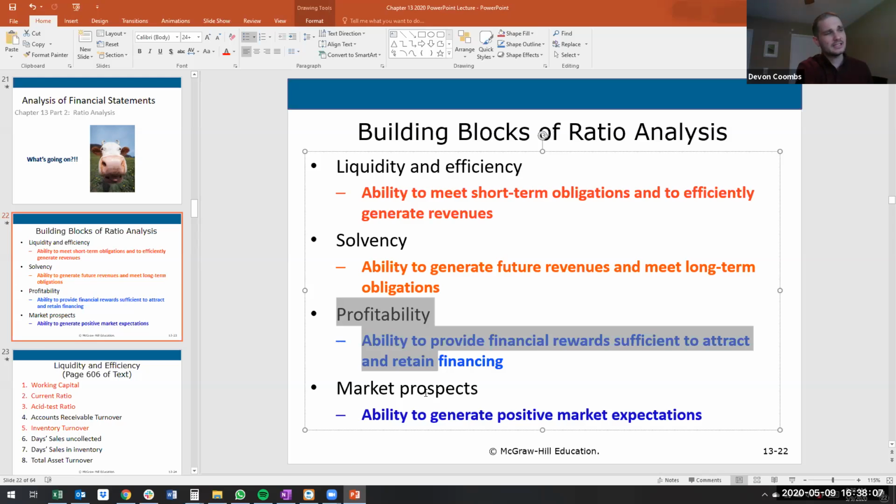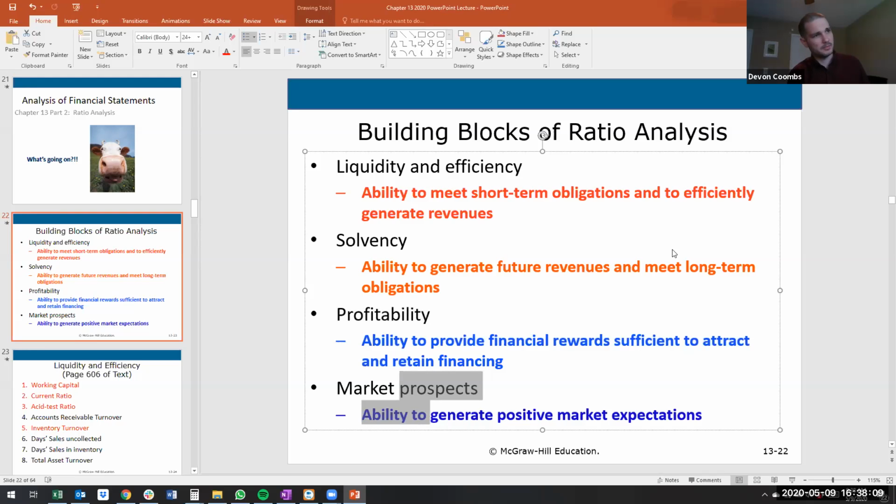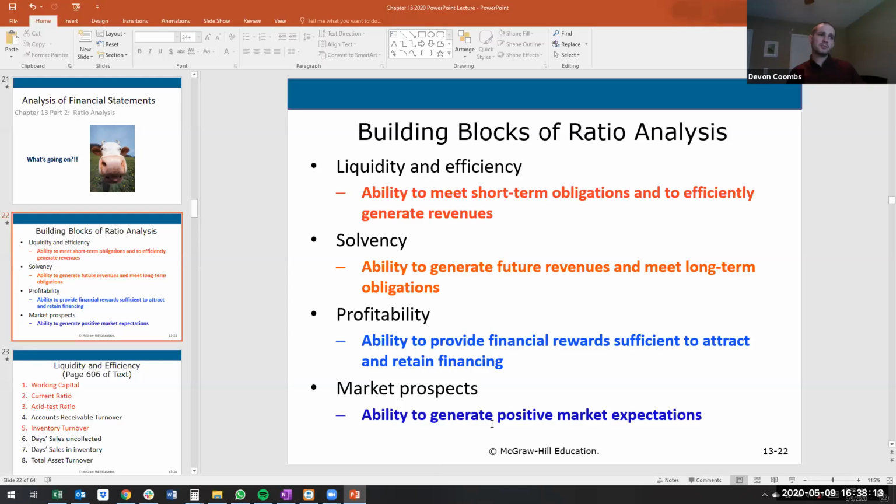And then the last piece we're going to talk about from a ratio analysis assessment is market prospects. Market prospects is the ability to generate positive market expectations. If I'm a consulting company, can I charge a rate lower than my competitors? Can I offer them something that they don't have? There are just a few ratios we can go over that talk about market prospects.